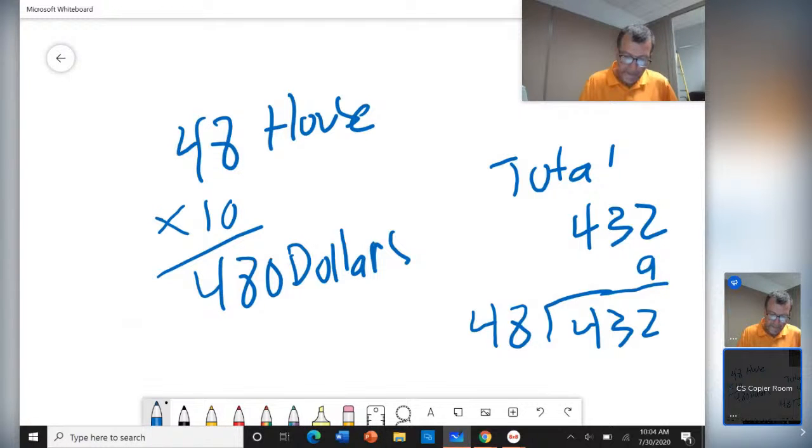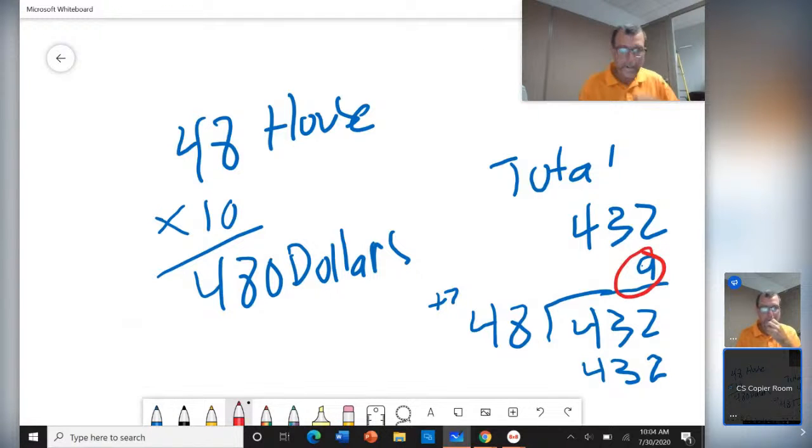9 times 8 is 72, plus 7. The 9 times 4 is 36 plus 7 is 43. So it's going to be 9 houses, and we have that right there.